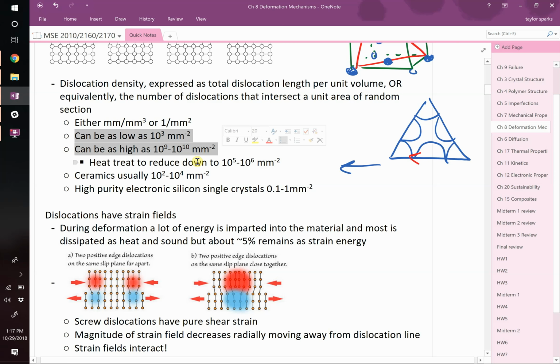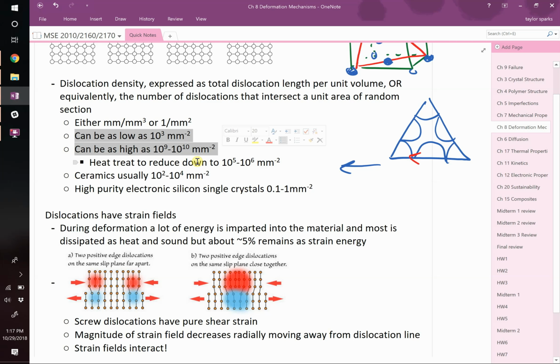Or in extreme cases, like the silicon that they use in semiconductors for your phones and stuff, we already said that those are like 99 purity. They're almost 100% silicon atoms, but they're also perfectly arranged. You can have something like 1 dislocation per square millimeter, which is bonkers, right? That's 1,000 times lower than the low limit that we typically see in metals and stuff.